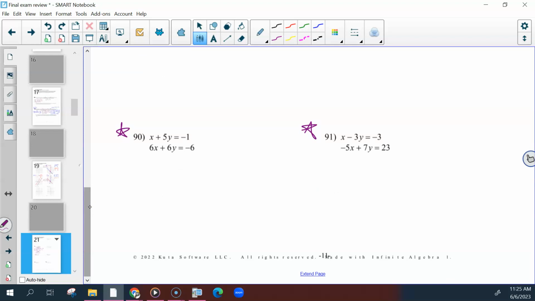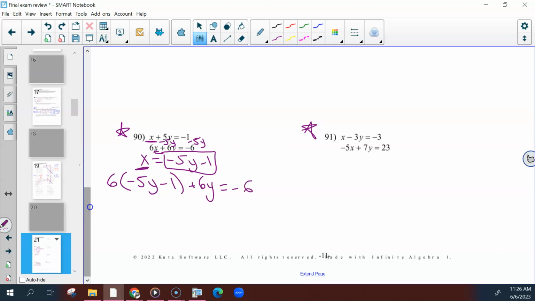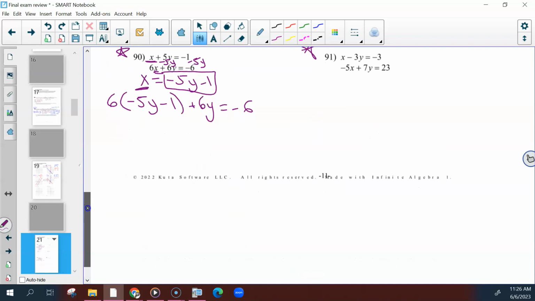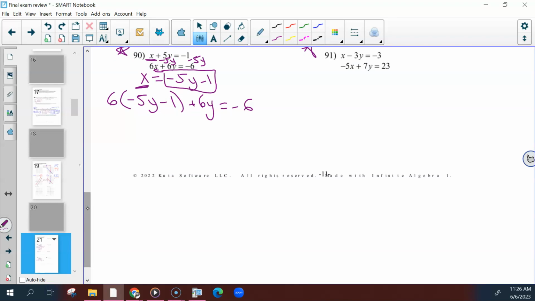For 90, you don't have an equation that's solved already, so you have to solve one. If you have a variable that's by itself, solve for that one. So we would get rid of 5y by subtracting 5y from both sides. Then the steps are the same, you're just putting it in for x instead of y. So in the other equation, we would put it in for x. So it would look like 6 times negative 5y minus 1 plus 6y equals negative 6. And then from there, you could distribute and start combining like terms.